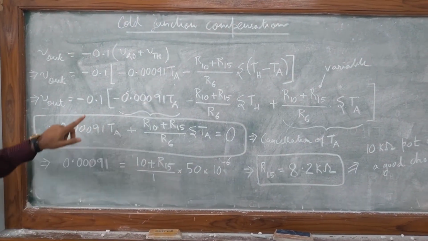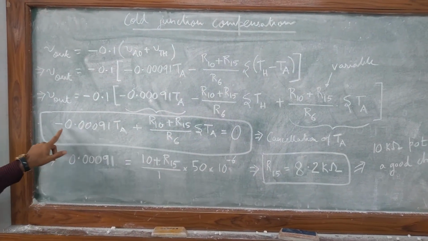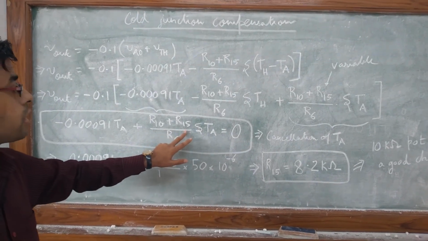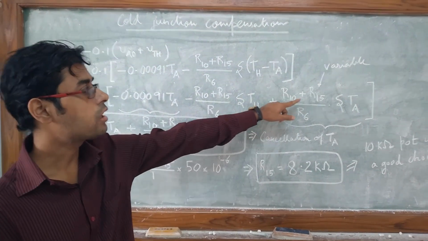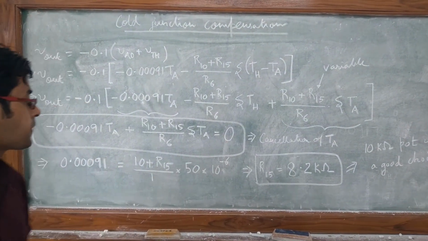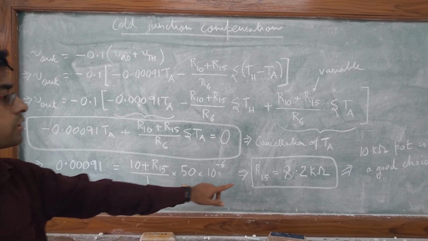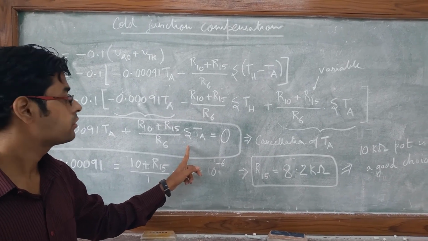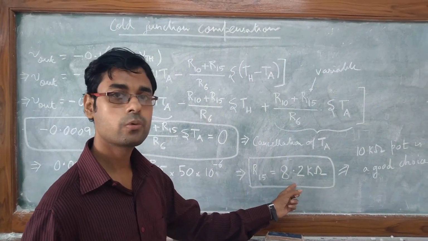And so what we can do is pick up these two terms and set them equal to 0. So you have negative of 0.0091 times TA plus (R15 plus R10) by R6 times S times TA should be equal to 0. And the idea is to vary R15 such that this becomes equal to 0. Note that R15 is a 10 kilo ohm potentiometer. And so you can go one step forward, and from here you can find the value of R15 by substituting the sensitivity factor for the J-type thermocouple as 50 microvolt per degree centigrade, and we come up with the value of R15 being equal to 8.2 kilo ohms.